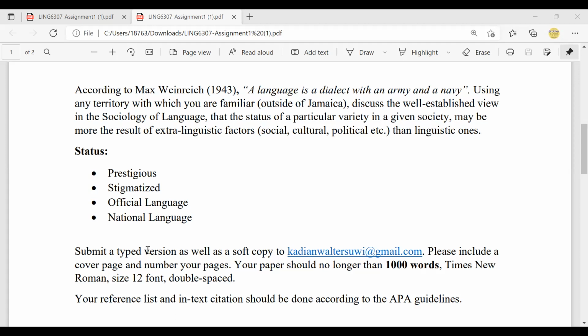Okay, I see. So it's not that it should have all 4 bulleted points. It's either. No, because for instance, the dialect that you choose, it might be a stigmatized dialect. So you're going to show us why it is stigmatized and why it is not considered to be prestigious. So it's prestige versus stigma, official language versus national language. Okay. Right, so there is no language that will have, let's say, prestige and stigma at the same time. Okay. Right, so you wouldn't have all 4.